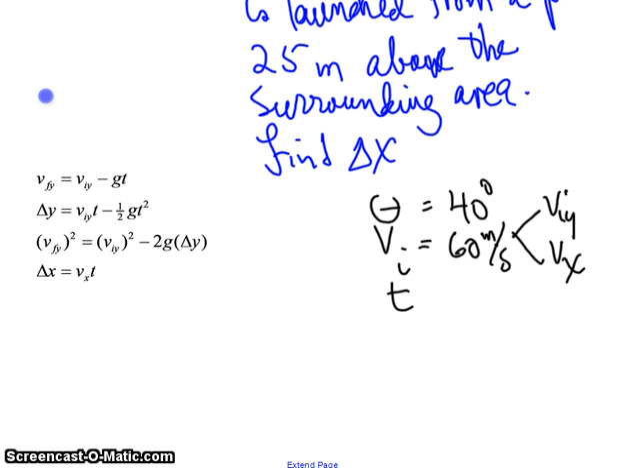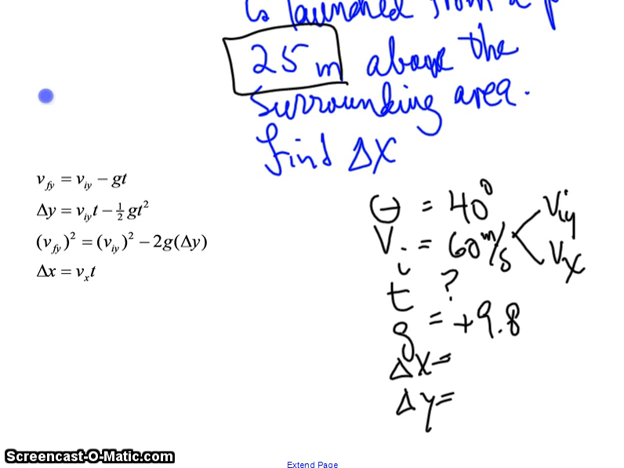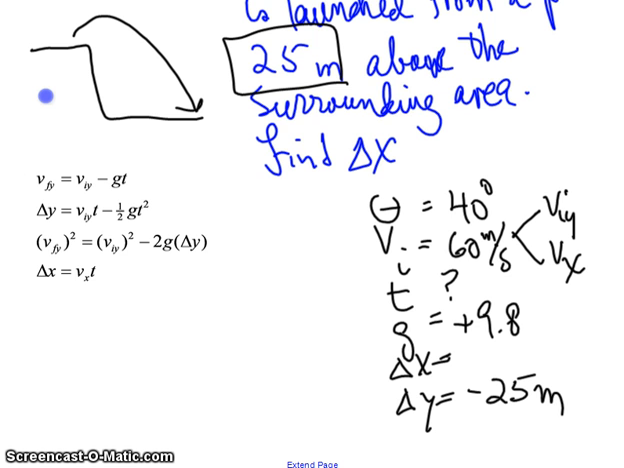We need the time, which we don't have. We need g, which we do have, positive 9.8. Delta x we don't know, and delta y we kind of do know, because we know it's 25 meters above the surrounding area. So if it's launched, it's going to go this way. And so delta y is going to be a minus 25 meters. And so looking at that, if we want delta x equals vxt, we're going to be able to find vx, because we're going to use some trig.